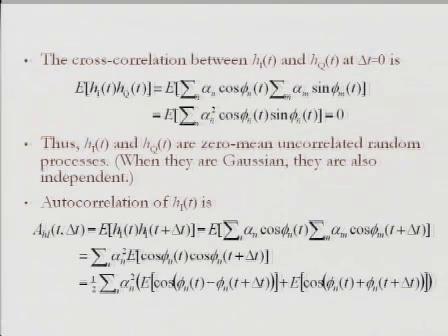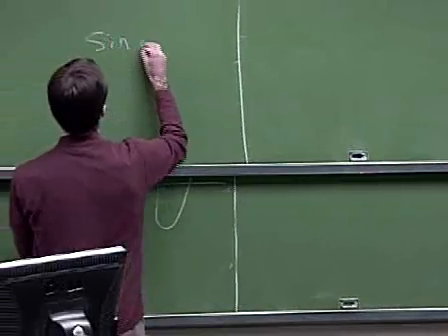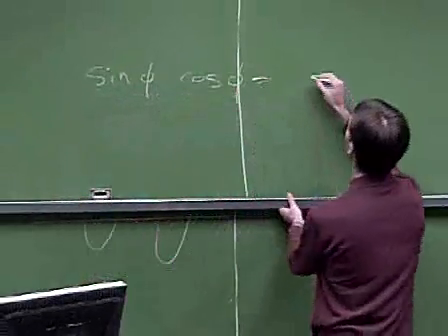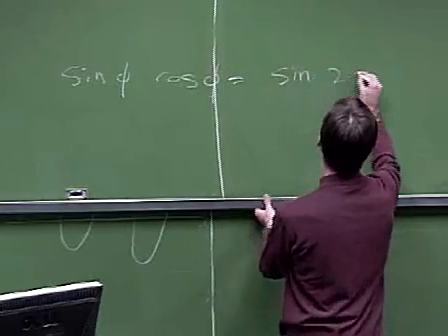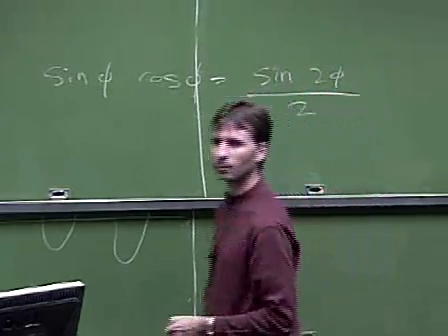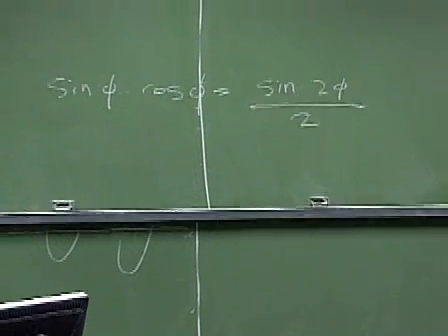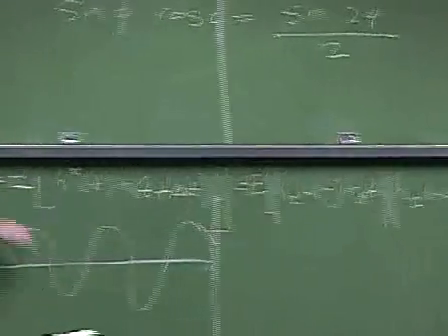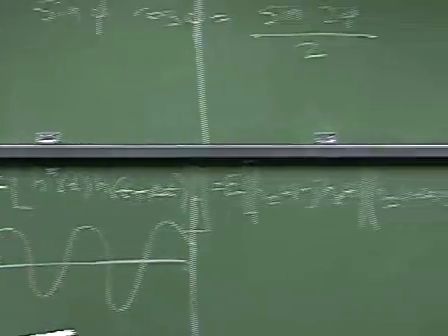Okay, so there's a very useful trigonometric relationship that says that the sine of phi times the cosine of phi is equal to the sine of 2 phi divided by 2. Okay, this is a very useful trigonometric relationship. So this product, this sine times this cosine, is just a sine of 2 phi, right? And again, the argument holds, right? So the average of a sine is 0. So this whole thing is also 0. Okay?